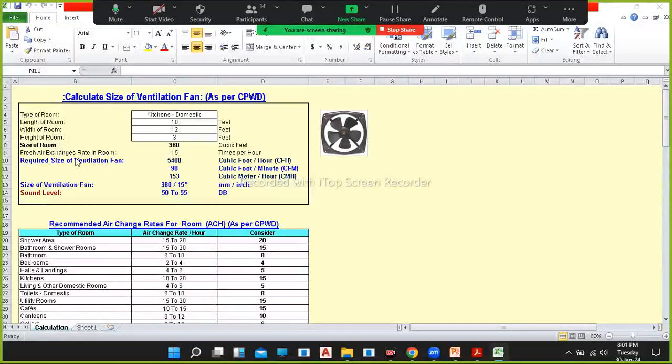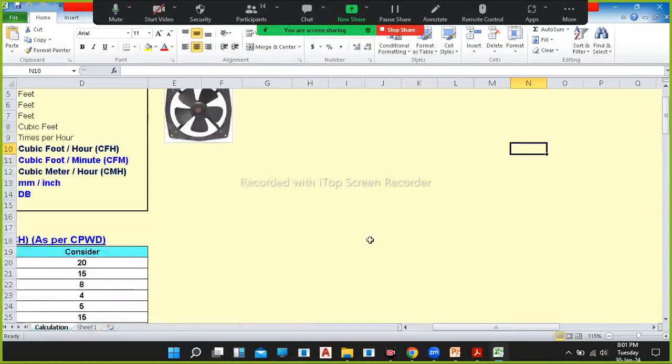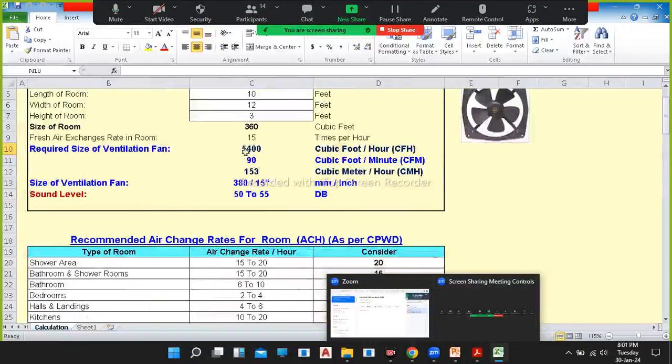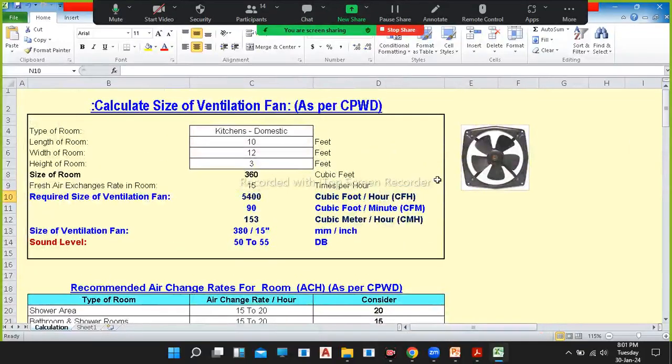So when you want to calculate the exhaust fan capacity, first of all, what is the purpose of an exhaust fan? The purpose of an exhaust fan is to remove the foul air from inside that room. When you are removing the foul air, what happens? Automatically it will create a negative pressure. When it is creating a negative pressure, positive pressure will automatically enter into the toilet or kitchen. For example, there is one toilet.